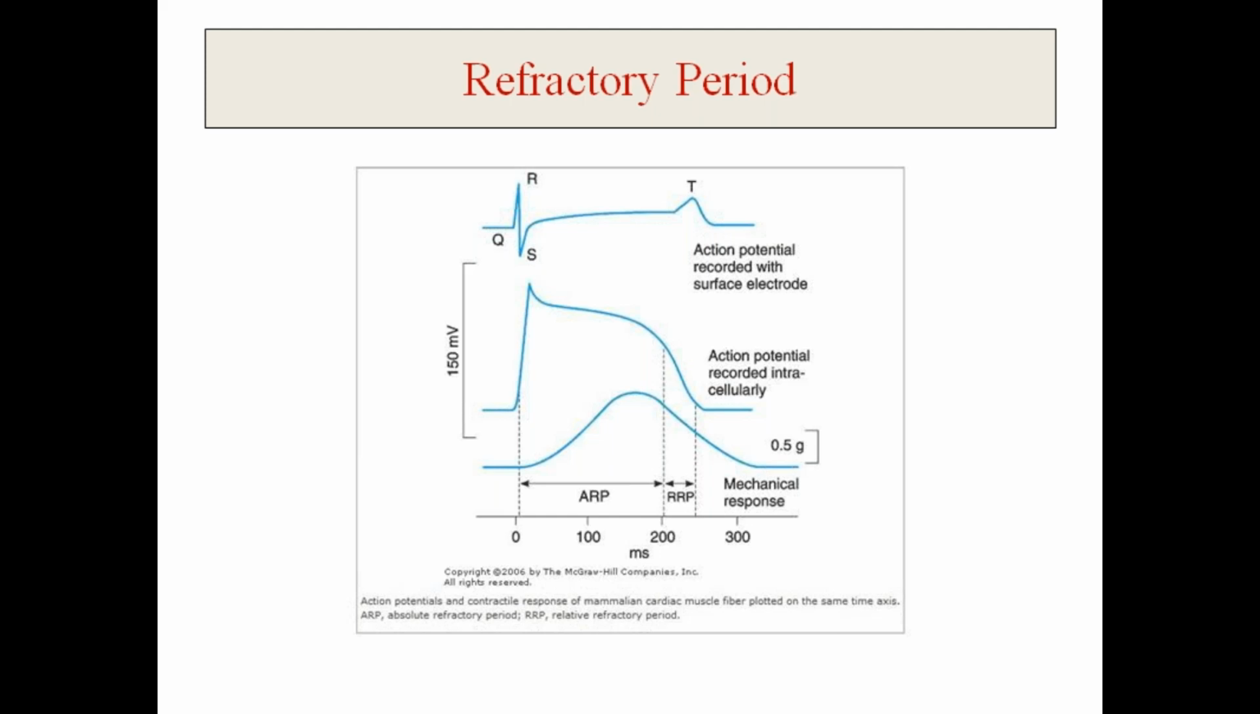Now, if you overlap this electrical event with your mechanical event, you will see that in this mechanical event, the whole contraction phase and half of the phase of relaxation are present within the absolute refractory period of the electrical event. That means most of the contraction and relaxation is completed within the absolute refractory period.